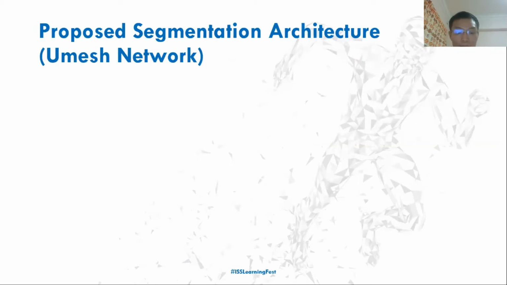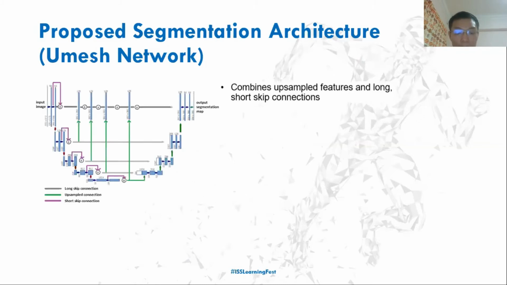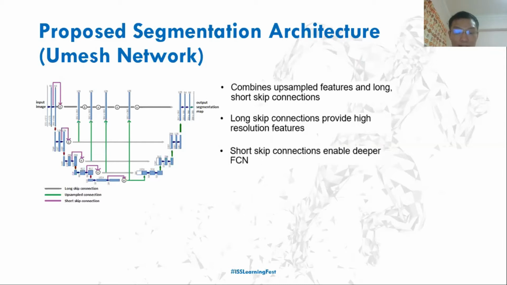In this proposed image segmentation architecture, it combines upsampled features and long short skip connections. It comprises three key features. First, long skip connections in gray arrows provide high resolution features that help to recover spatial information. Second, the short skip connections in purple color enable deeper FCN. And third, the upsampled features in green color help to focus on feature boundaries. The aim of using these features is targeted at rendering more accurate segmentation results.